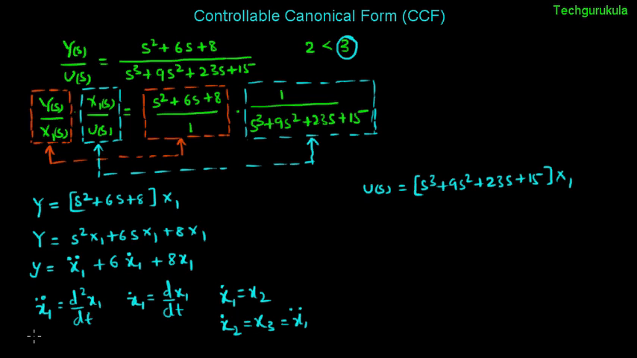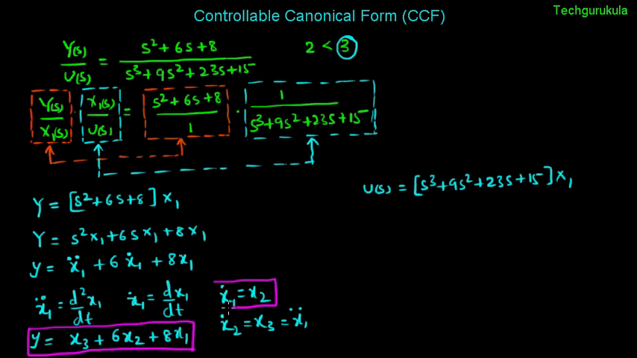So let me write this output y expression in terms of x1, x2, x3. So we know x1 double dot is x3. So y is x3 plus 6 times x1 dot, which is x2. So we have 6 x2 plus 8 x1. So this is our expression for y, and other important equations are x1 dot is x2 and x2 dot is x3. These are the 3 important expressions we have here.